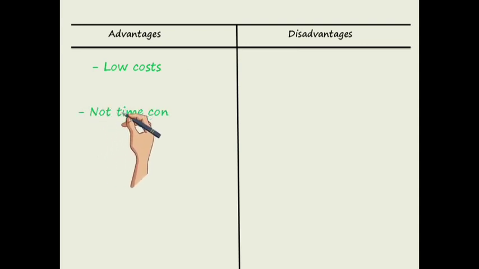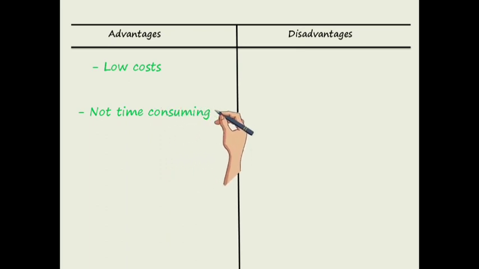The sampling method is not time-consuming. By focusing data collection efforts on a subset of the population, researchers can gather information more quickly than if they were to survey or observe every individual in the entire population.